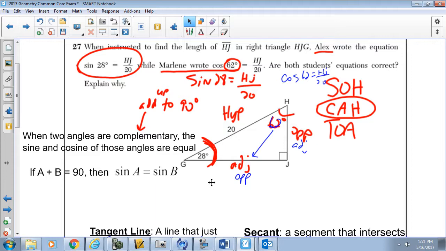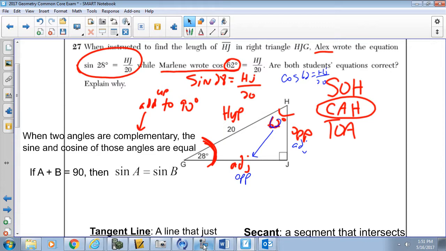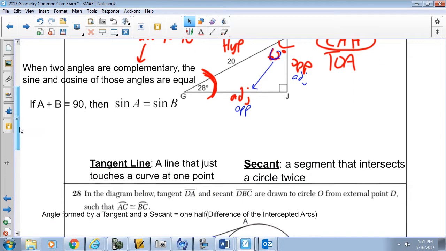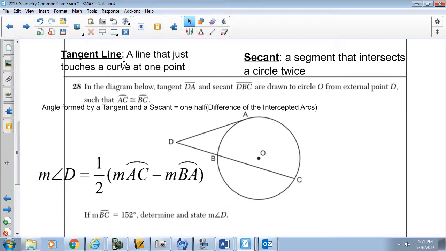All right? Now, let's go to the next problem. All right, a couple definitions I want you to write down. First, what is a tangent line? You're going to need to know that in this problem. Maybe we should look at the problem first. Let's look at the problem.